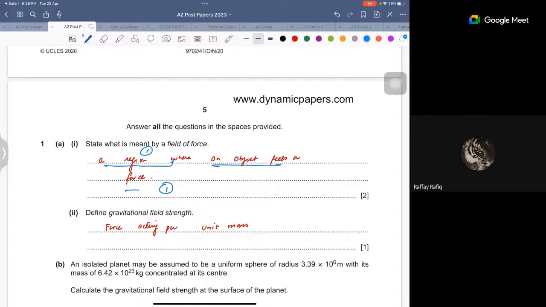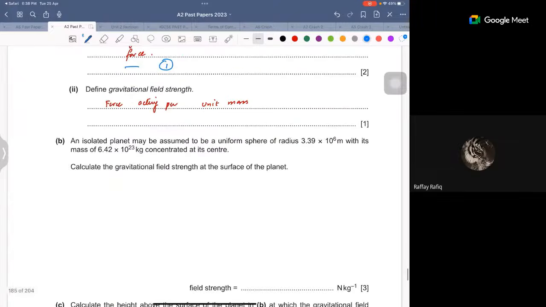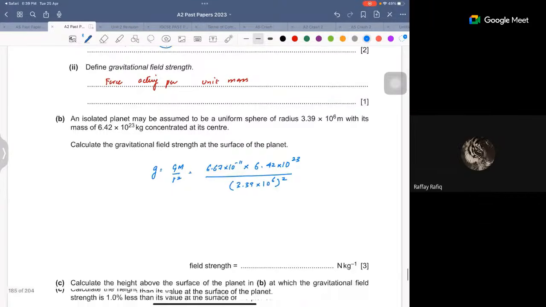Alright. Then define gravitational field strength: it's just force acting per unit mass. And then it says isolated uniform sphere. Calculate the gravitational field strength at the surface. So g is equal to GM over R square: 6.67 times 10 raised to negative 11, the mass is 6.42 times 10 raised to 23, divided by 3.39 times 10 raised to 6 whole square, like that.